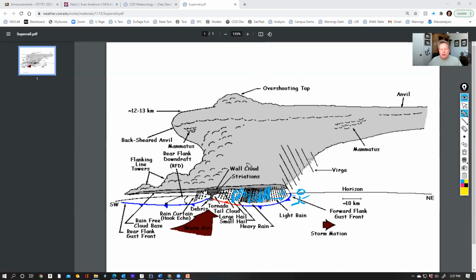So when I say the tornado comes next, keep in mind that the tornado is always going to be underneath the updraft. So the tornado, write this down, the tornado is an updraft feature. It's under the updraft. Remember, it's a big sucky thing. It's drawing air in and accelerating it up.